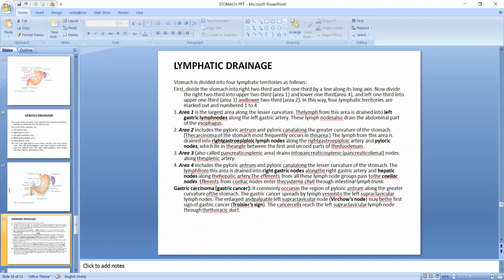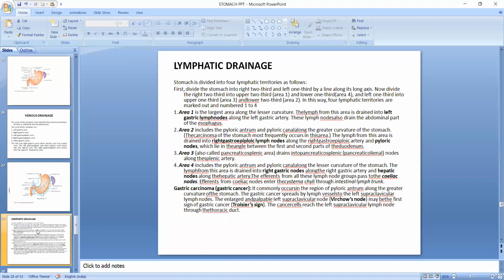Lymphatic drainage. The stomach is divided into 4 lymphatic territories as follows. The lymphatic drainage of the stomach is most important because if cancer happens in the stomach, the lymph drains to many parts of the body. So the lymphatic drainage system of the stomach is very important.